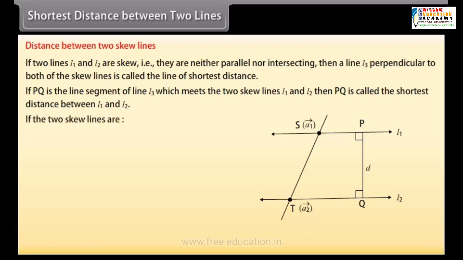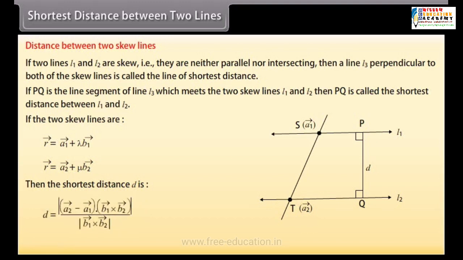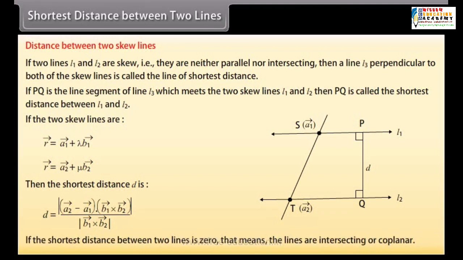If the two skew lines are vector r = vector a1 + λ vector b1, vector r = vector a2 + μ vector b2, then the shortest distance d is d = modulus of dot product of (vector a2 − vector a1) and (cross product of vector b1 and vector b2), divided by modulus of cross product of vector b1 and vector b2. If the shortest distance between two lines is 0, that means the lines are intersecting or coplanar.